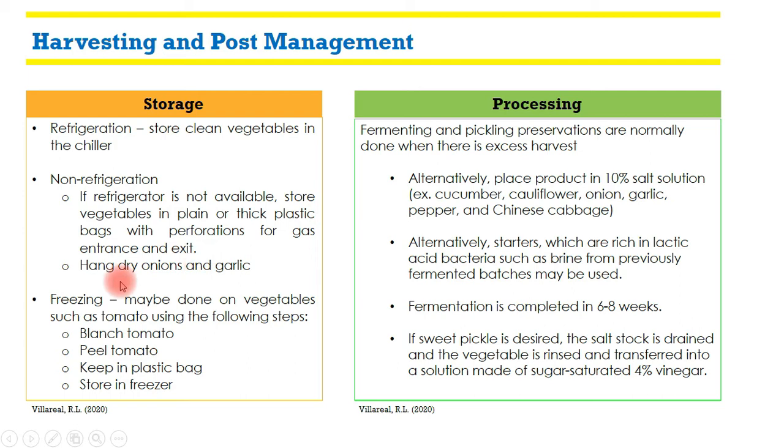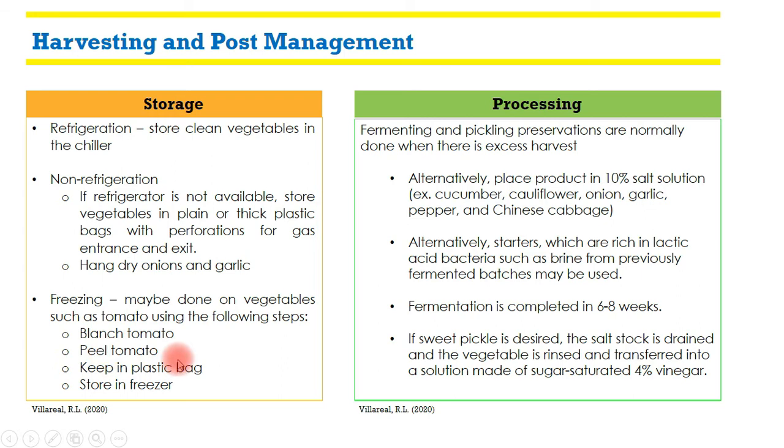For onions and garlic, you can hang them to dry. The freezing method may be done on vegetables such as tomato using the following steps. Blanch the tomato, then peel the tomato and keep it in a plastic bag, then store it in a freezer.